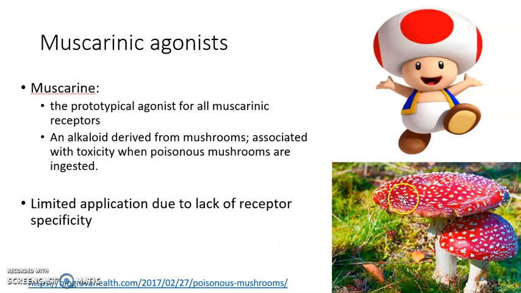Okay, and they are the reason for the toxicity that we see when we take poisonous mushrooms. Okay, so when we ingest poisonous mushrooms, the toxicity that we are going to see is due to muscarine. However, they have quite limited use due to, again, lack of receptor specificity.